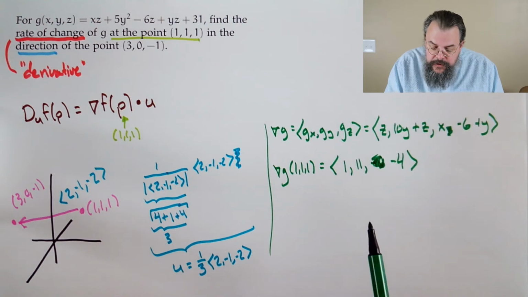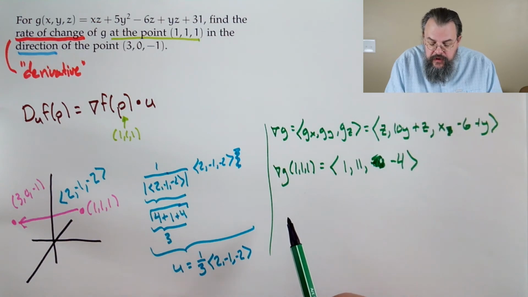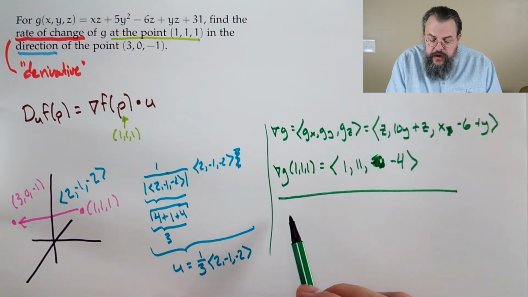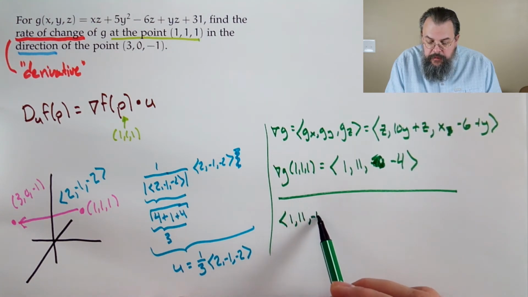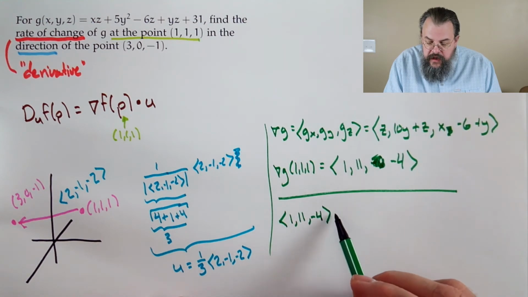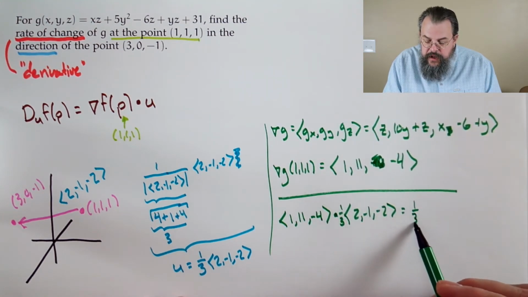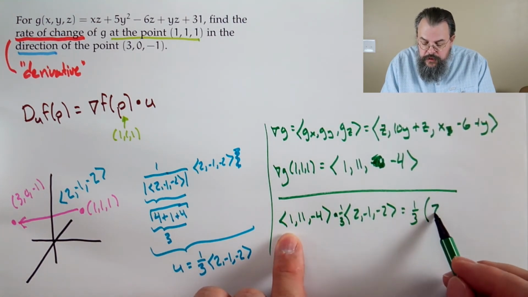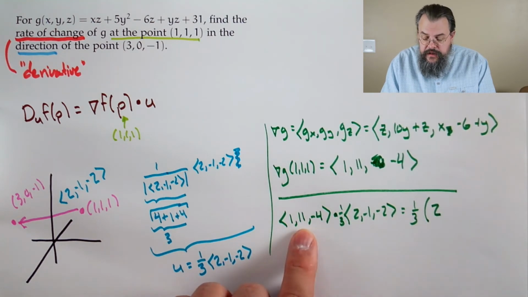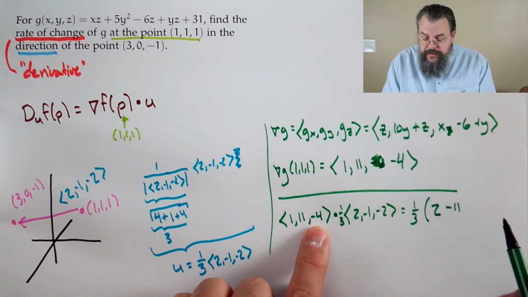Okay, so put it together. We now have our gradient part. We have our vector u. So we can say, look, our answer will be what happens when we take our gradient, 1, 11, and minus 4, dot it with our vector, which is 1/3, 2 minus 1 minus 2. So the 1/3 you can just pull out in front, and now just do the dot product. 1 times 2, 2. Minus 1 times 11, minus 11. Minus 4 times minus 2 is plus 8.